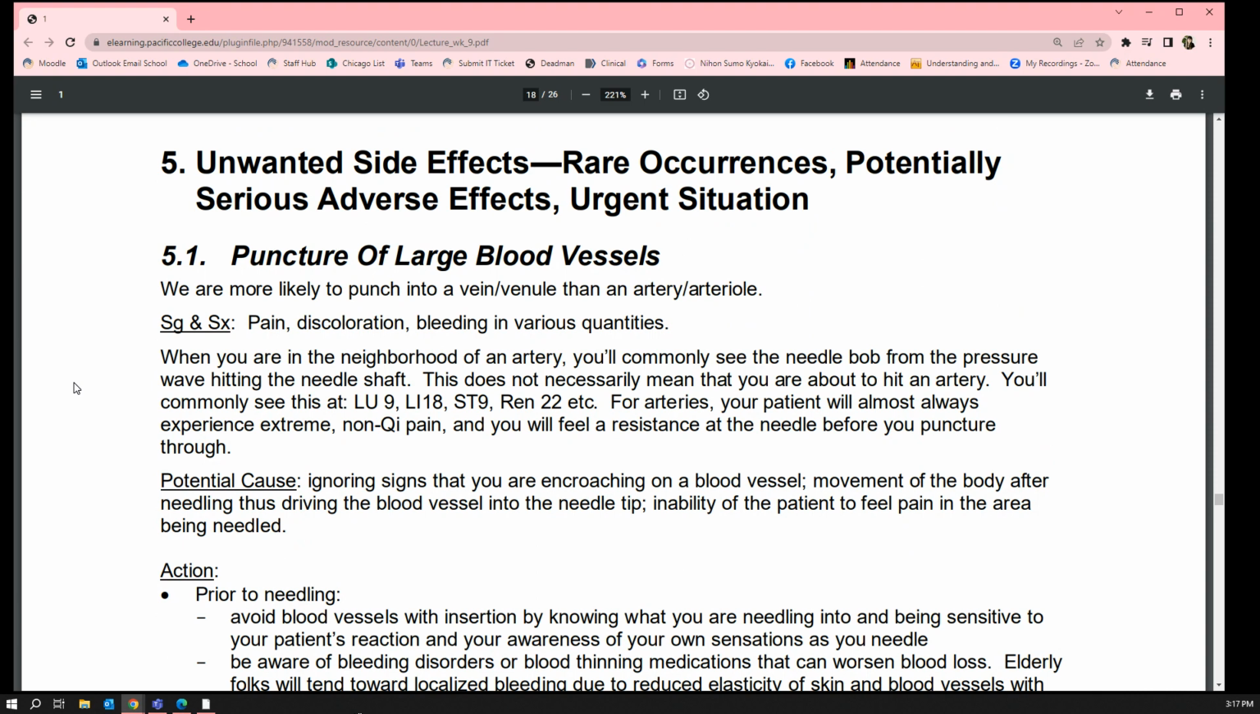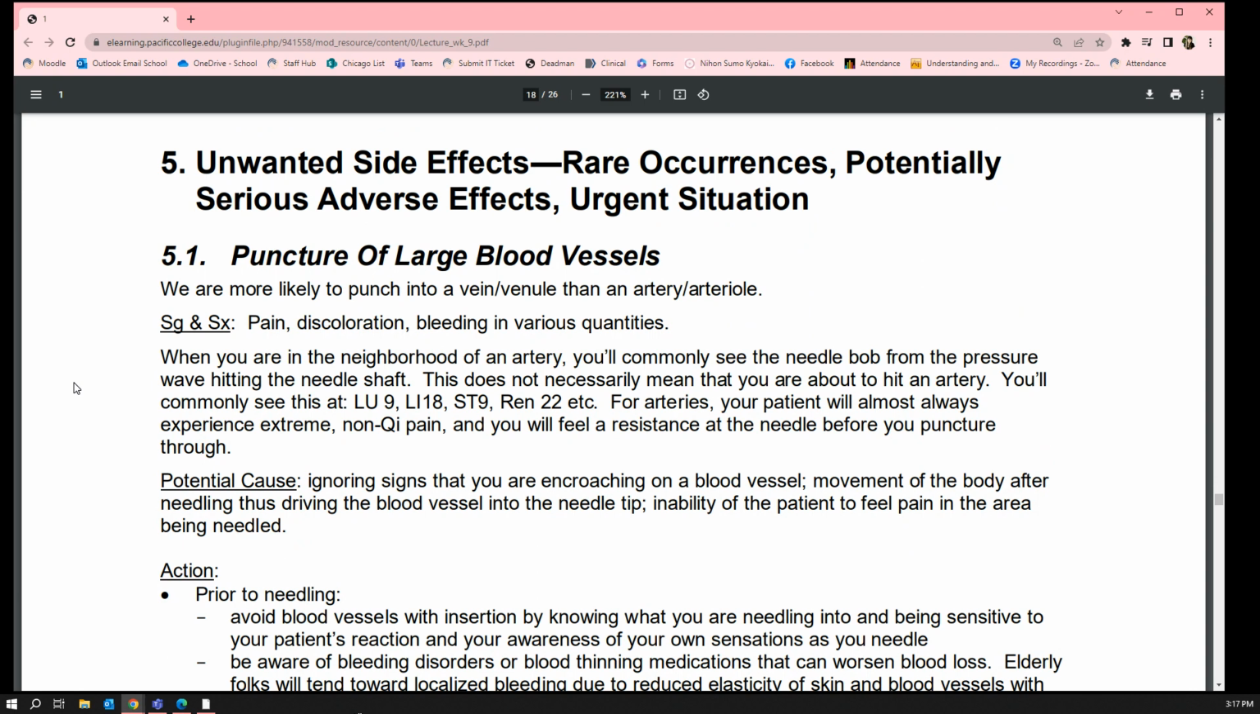So if we have a puncture of a large blood vessel, we are going to see pain. There's going to be bleeding, discoloration. When you're in the neighborhood of an artery, you'll commonly see the needle bob from the pressure wave hitting the needle shaft. That doesn't mean that you are about to hit an artery. It could just mean that you are nestled right next to it. This is very common at lung 9, Ren 22, stomach 9. If it's not painful, it's not a problem.